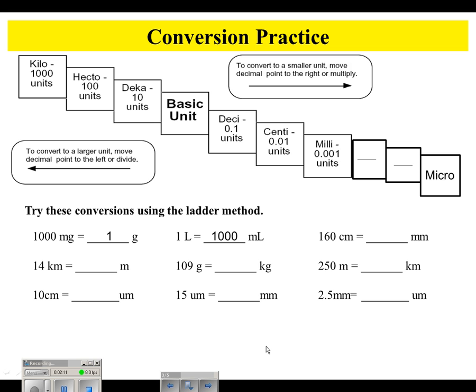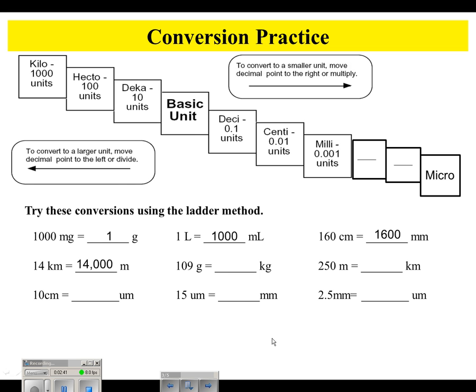1 liter will be 1,000 milliliters. 160 centimeters is 1,600 millimeters. 14 kilometers is 14,000 meters. If you're unsure, we would go back. For 14 kilometers, our decimal point is at the end of the 4, and we go from kilo 1 place to hecto, 2 places to deca, and 3 places to our meter spot. So we move the decimal point 3 places, giving us 3 zeros.